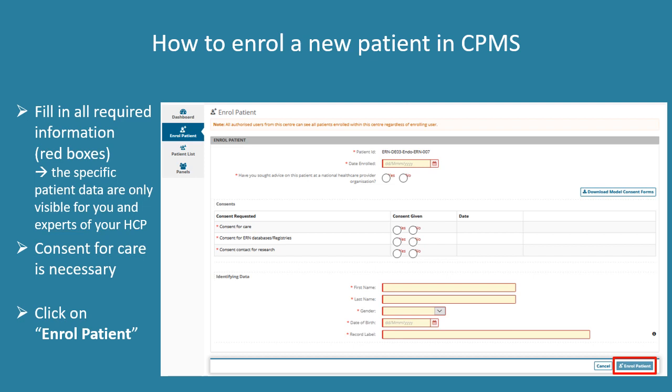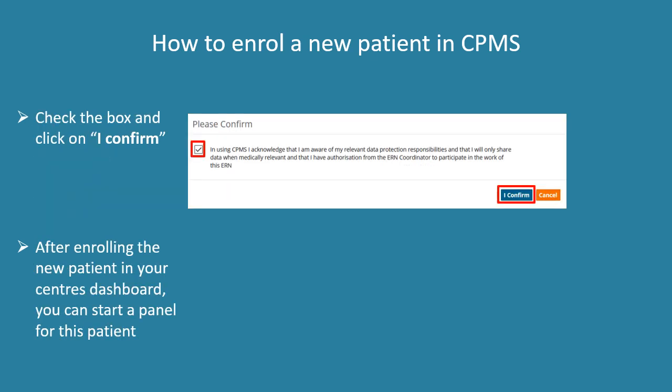To be able to enroll the patient, you have to indicate that and when you have obtained the informed consent of your patient. On the right-hand side, you find the download button for the most updated versions of the informed consent forms. After filling in all required information, please click on Enroll Patient and check the box that you confirm your responsibility of data protection rules. Now your patient is enrolled in CPMS and you can start a panel for this patient.